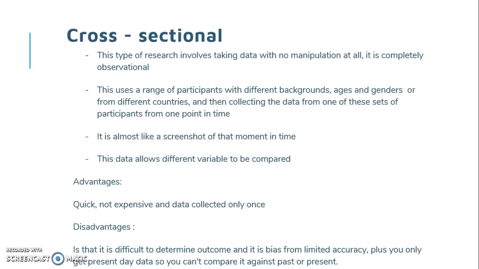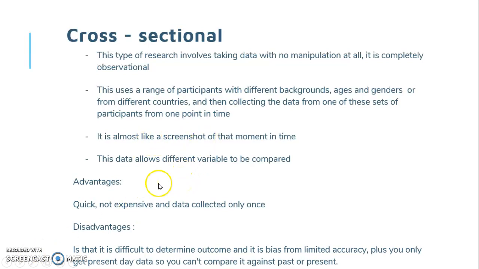The next one is cross-sectional. So this type of research involves taking data with no manipulation whatsoever. It's completely observational, and it's completely observation-based. So this uses a range of participants with different backgrounds, ages, genders, sexes, for example, from different countries, and then collecting the data from one of those sets of participants from one specific point in time. So as stated, it is almost like a screenshot of that moment in time.